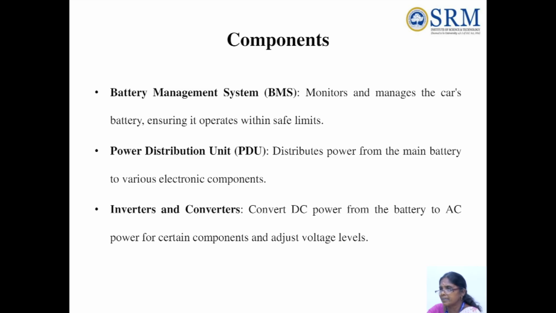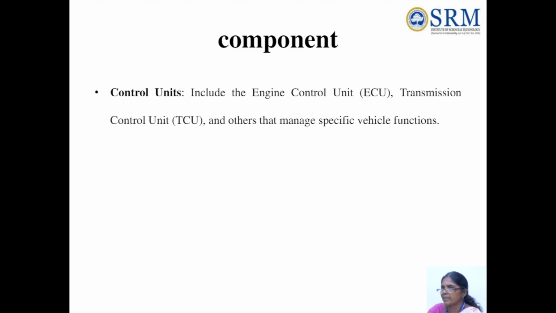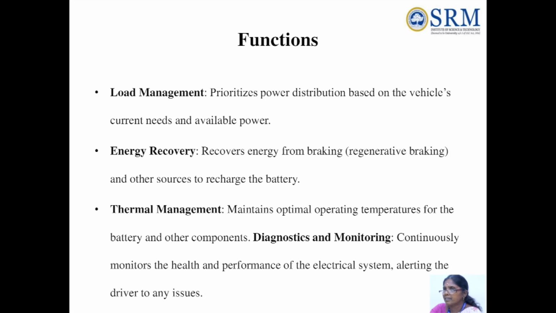Inverter and converter functions: they convert DC power from the battery to AC power for certain components and adjust the voltage levels. Next important component is the control unit. The functions of the control unit include the engine control unit, transmission control unit, and others that manage specific vehicle functions. The functions of the power distribution unit: the first one is load management. Load management prioritizes power distribution based on the vehicle's current needs and available power.